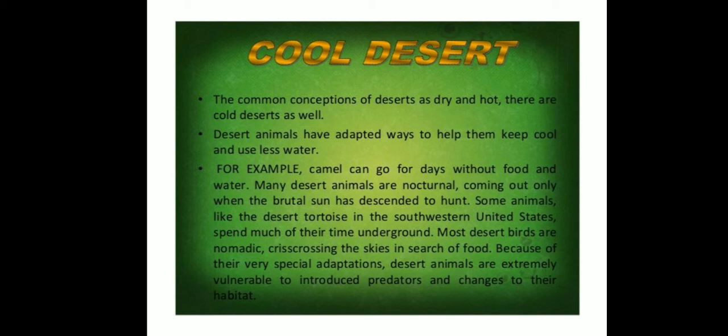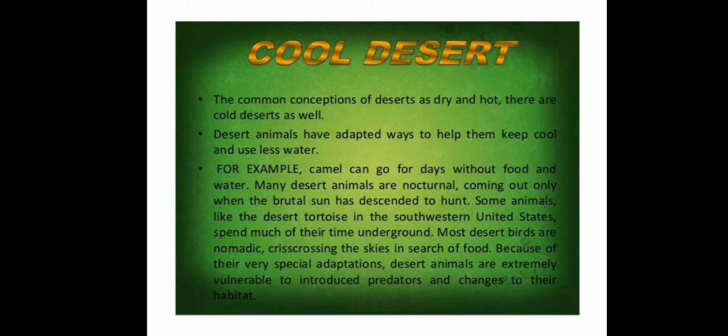Desert animals have adapted ways to help them keep cool and use less water. Whatever the animals living in these deserts, they have adapted to the temperature of that area. For example, a camel can go for days without food and water. Many desert animals are nocturnal, coming out only when the brutal sun has descended to hunt.